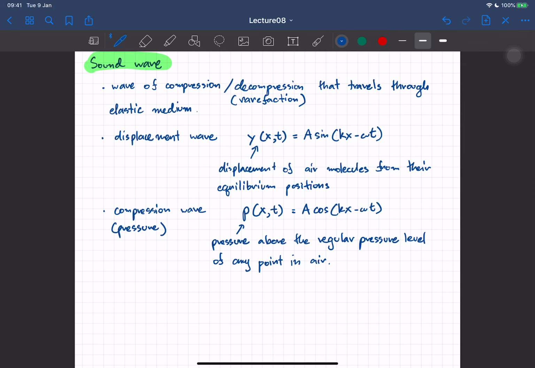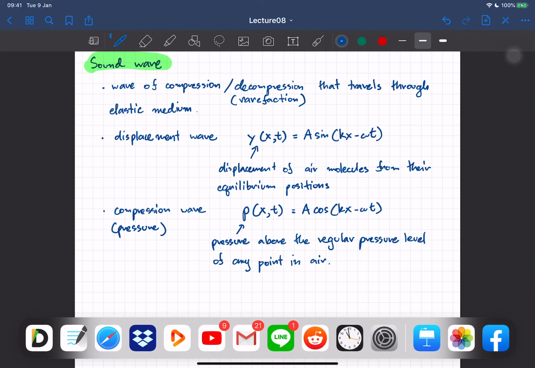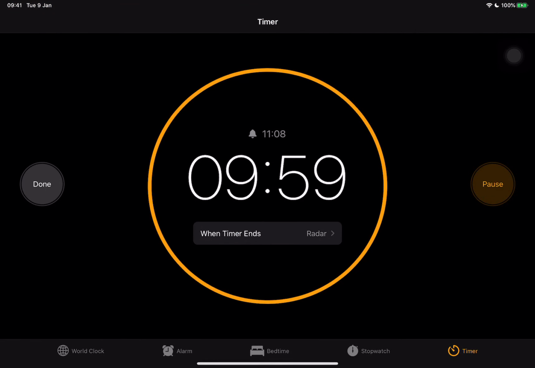We are not going to repeat everything in terms of the wave equation, the derivatives with respect to x and t, because it's going to look exactly the same as the previous page. We're going to study more about how we describe sound wave and the sound wave velocity, which is more specific to sound waves. I'm going to talk about that after this short break. I'm going to set the timer, and after 10 minutes, let's come back and talk about that.